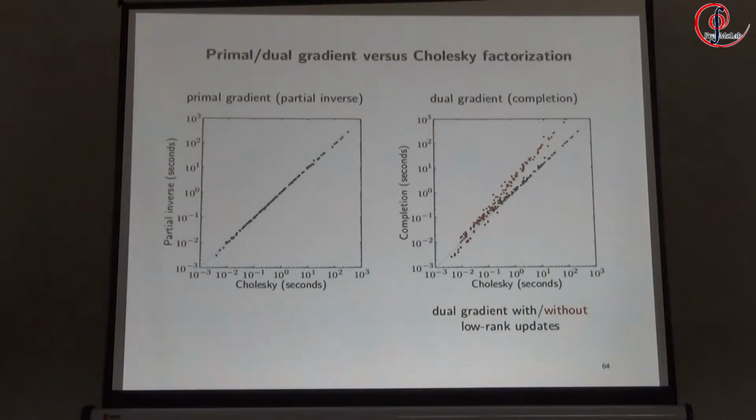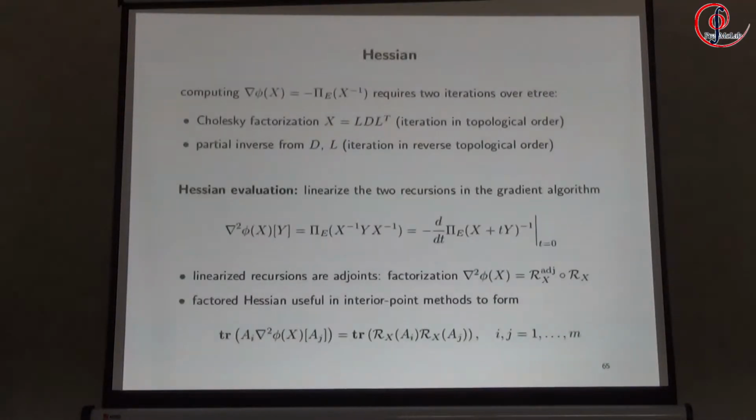So that's for the two gradients, the primal and the dual barrier. Then we skip the details of the Hessian and the inverse Hessian, but conceptually it's actually very straightforward if you think about how the gradients are computed. For example, to compute the gradient of this log det barrier, we needed two passes through the elimination tree. So first, for a given x, we compute the Cholesky factorization by an iteration in topological order. And then from L and D, we computed the partial inverse by an iteration in inverse topological order.